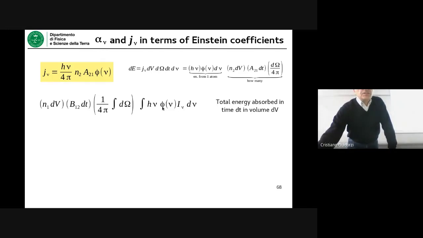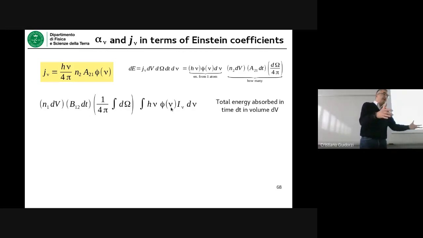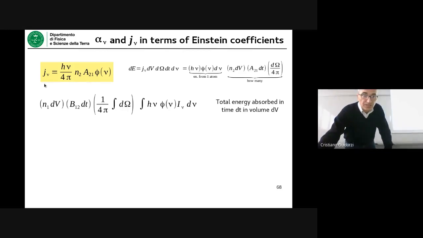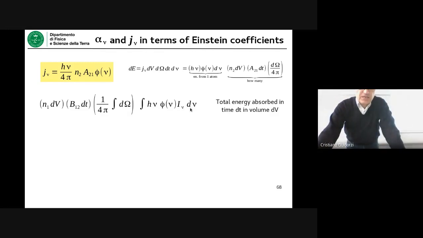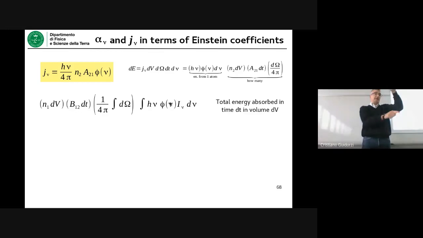This is the total number of atoms making the transition from 1 to 2. I don't want the number, I want the energy, so I have to multiply by h nu, in the same way as I did in the previous case. What I want here is energy. This is the probability per unit time times J nu, but in addition I have to put h nu, because that gives the energy I gain per each single transition. And again, I integrate over frequency, because I have the line. So I have to integrate I nu, taking into account the line.